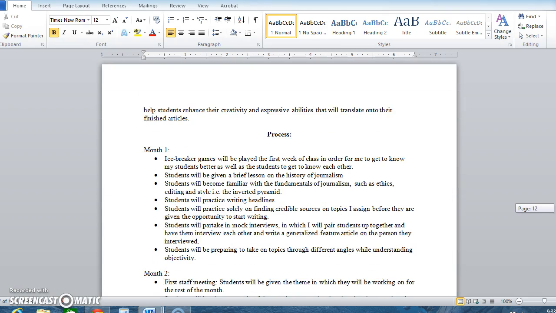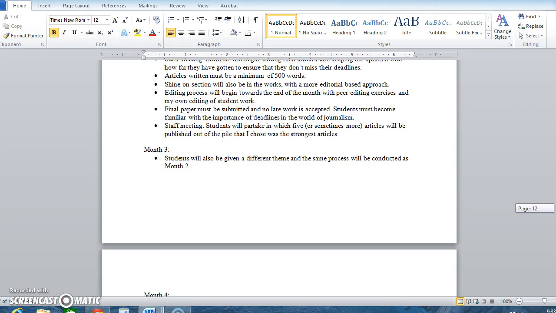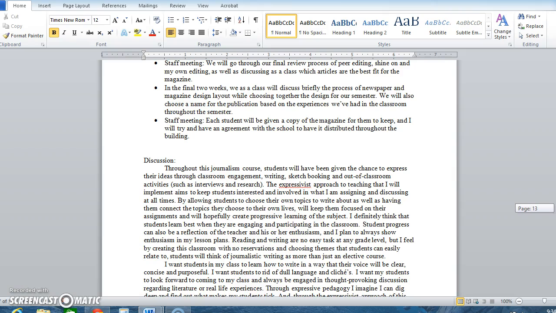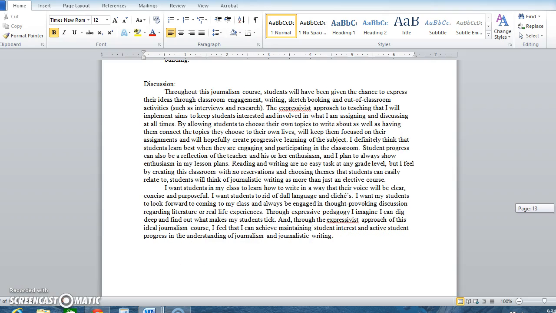Then they go through the process, meaning step by step how this method will be implemented. So you can see they've gone through and done this for us. And then they have their discussion section where they say, based on my introduction, my literature review, and my methods for my proposal, this is what I believe is the outcome for this.